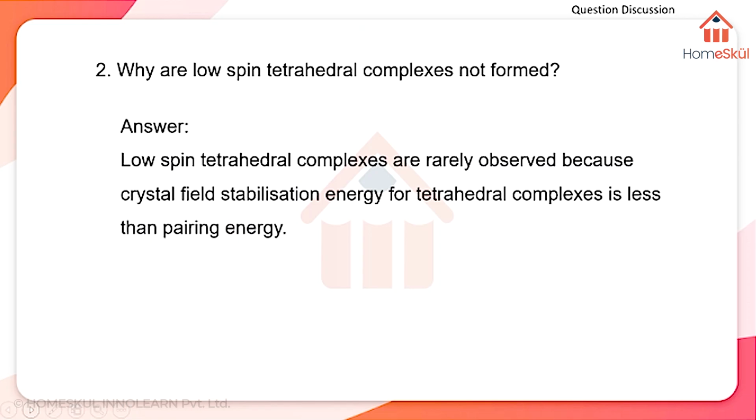Okay, now move on to the second question. Why are low spin tetrahedral complexes not formed? See here, what we have to say is about crystal field splitting. We have to recall that concept. Crystal field splitting takes place in octahedral and tetrahedral complexes. And specifically in tetrahedral complexes, crystal field splitting will be low, right? Because of that, an electron can easily jump from its ground state to a higher excited state.